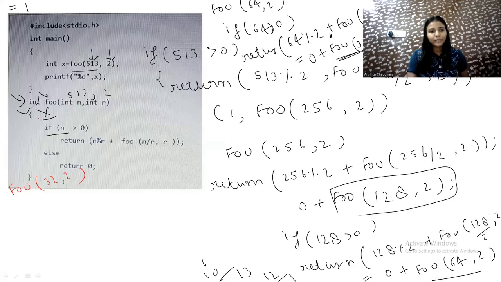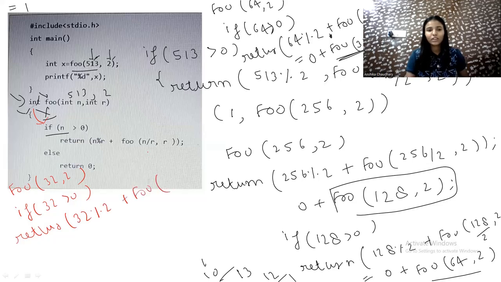Right, now we will come into this part and check if n is greater than 0. So if 32 is greater than 0, yes it is, so we will come to the return line. So return n modulus r. What is the value of n? 32 modulus r is 2, plus again the function call with n divided by r. So I'm dividing directly: 32 divided by 2 will be 16 and the remainder is 2. Now this will become 0 and we are calling for this 16 comma 2.